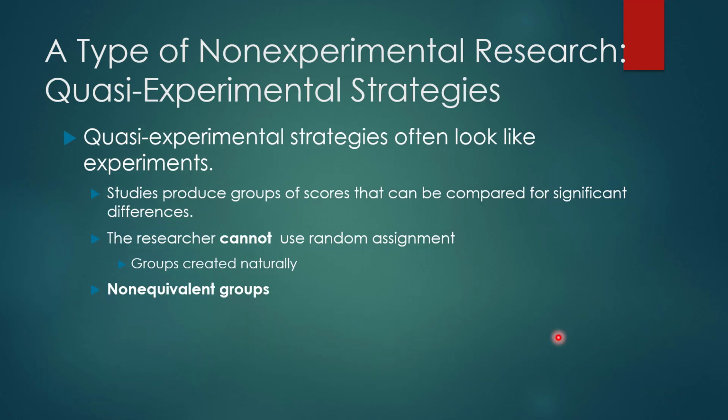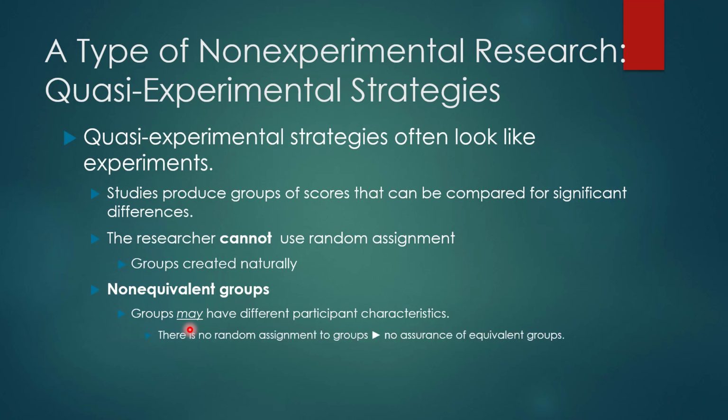So what we have here are what are called non-equivalent groups. And this is something else that we've already touched on previously. If we remember, these are groups that may have participant characteristics that are different from one another, because we're not using things like random assignment or matching. We're not controlling for other variables because they're already pre-existing groups. So with no random assignment to the groups, there's no assurance of equivalent groups. It's important to remember that when we talk about experiments, we have those equivalent groups. When we get to these quasi-experimental and non-experimental strategies, we don't have those equivalent groups.